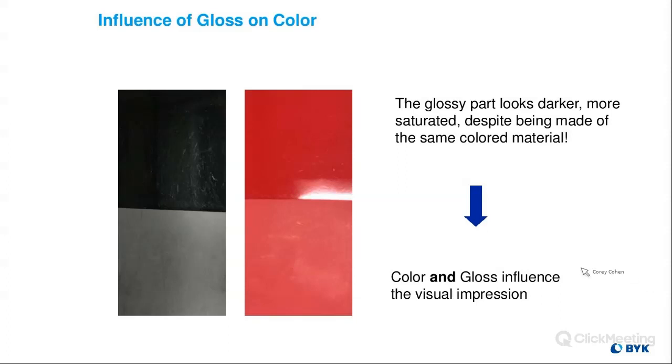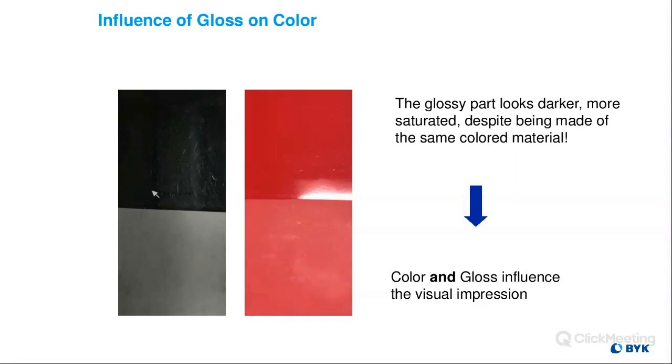So gloss not only affects our perception of how shiny or lustrous the surface is, it also affects our perception of the color of the surface. As you can see here, we have an example of two painted panels, and they were painted the same color. Each panel was painted the same color throughout, one entirely black, the other entirely red. And then half of each panel was coated with a glossy clear coat.